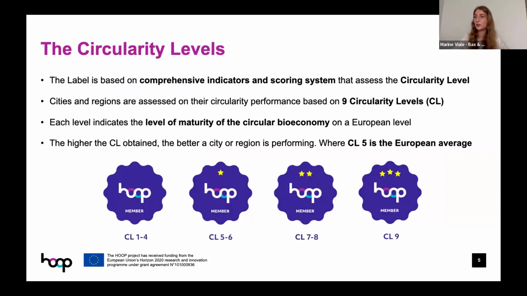So the label is based on a scoring system made up of 9 circularity levels, where each one reflects the maturity of the circular bioeconomy on a European level. So scores range from 1 to 9, with level 5 being the European average. And the higher the circularity level obtained, the better a city or region is performing.